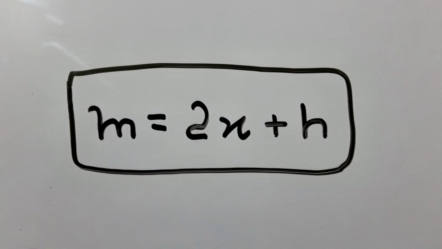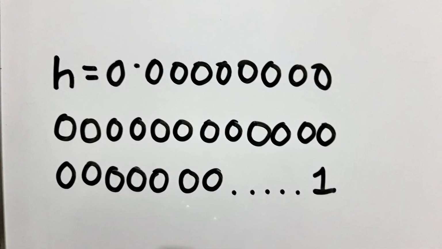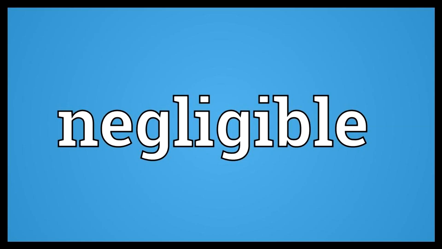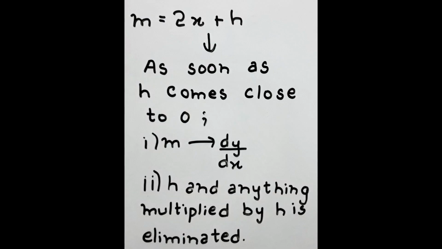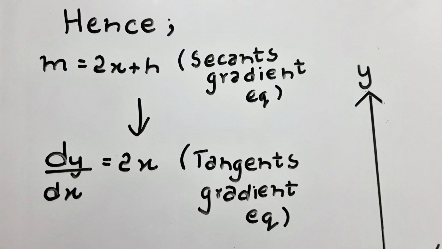And so that's why in this equation we will just eliminate h and anything being multiplied by h, because the value will be so small that it is just basically negligible. That's how small it is. It's just negligible. Hence, after eliminating every h and h multiple in this equation, we are left with 2x.